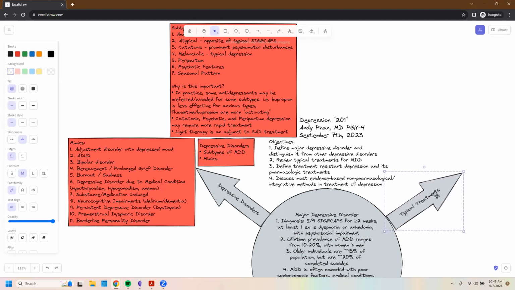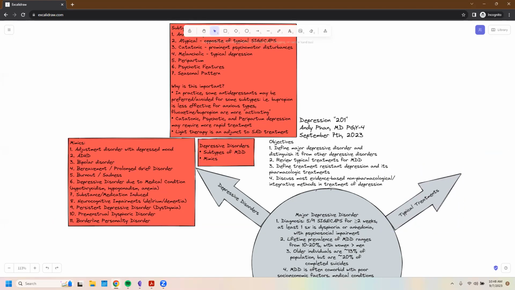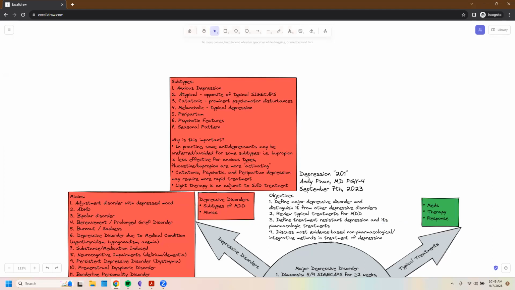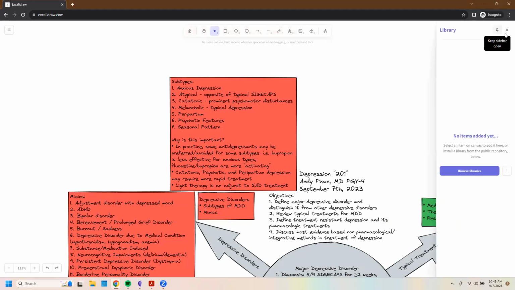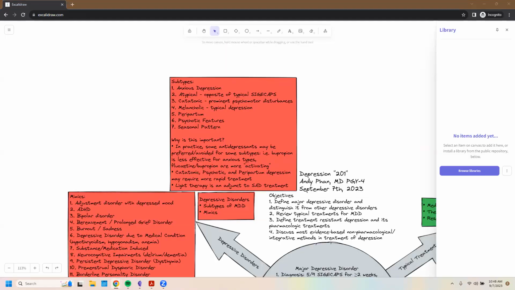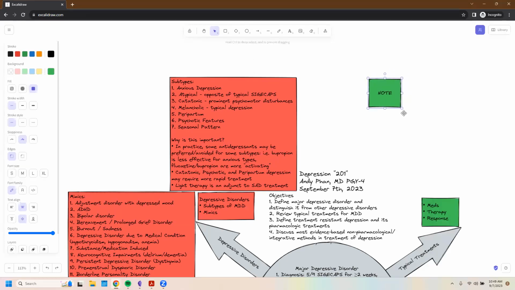So how I want to split that up is medications, therapy, and response. So let's see. How do I do this without giving it away? Oops. Okay.